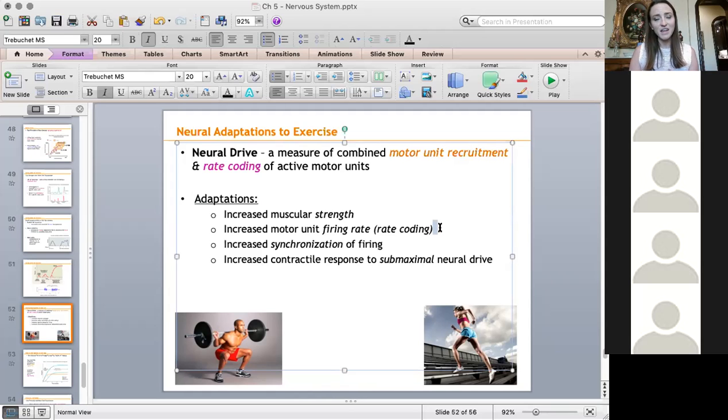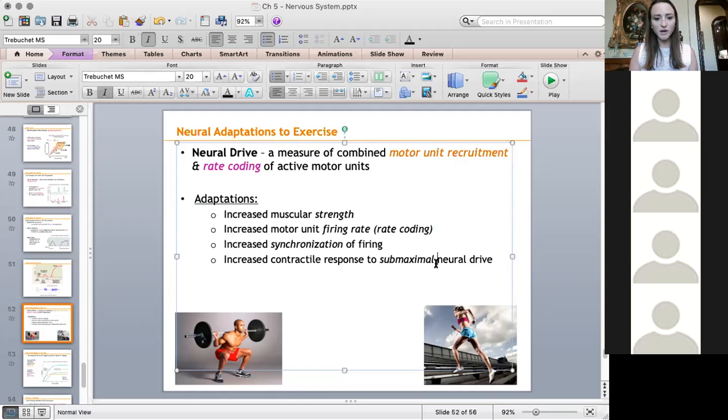Synchronization of firing. This means that we're increasing the likelihood that multiple motor units will fire together. This actually doesn't increase force, but it increases power production. We're more powerful when we have synchronization of firing. Again, increasing the likelihood that multiple motor units will fire together.